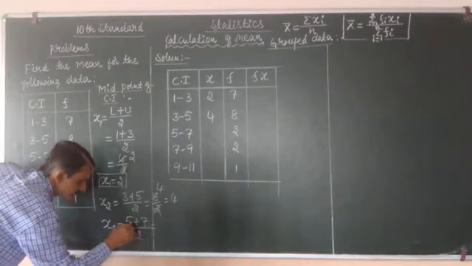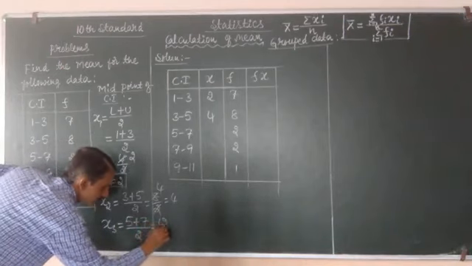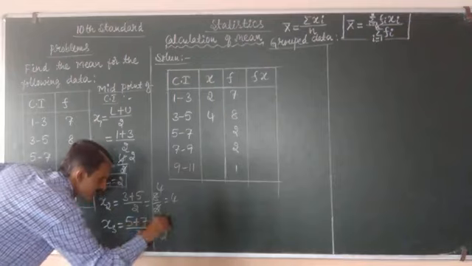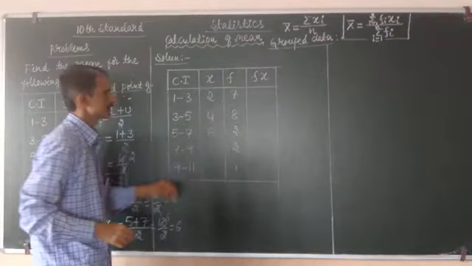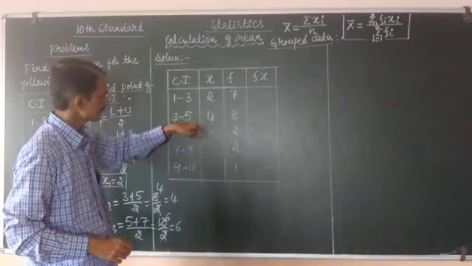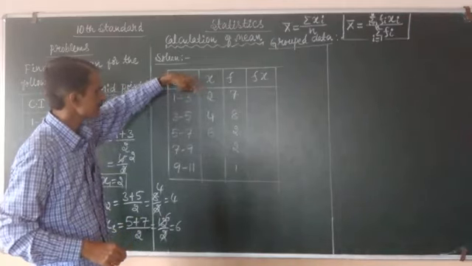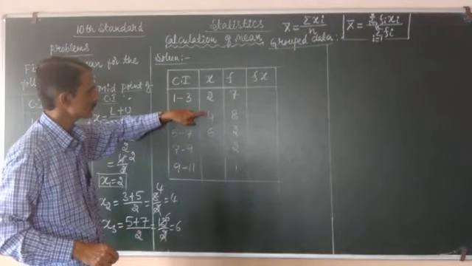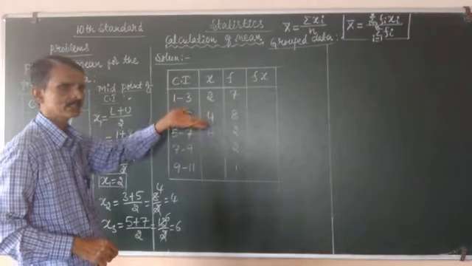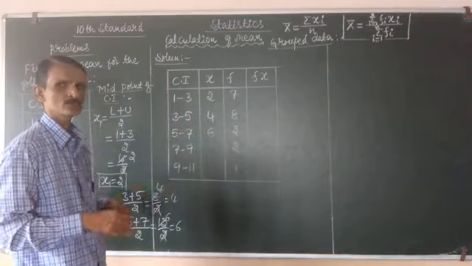So it is 12 by 2. So 2 sixes are 12, so it will be 6. So if you observe the midpoints of the first three class intervals, 2, 4, 6, it will be increasing by adding 2 to the previous score.